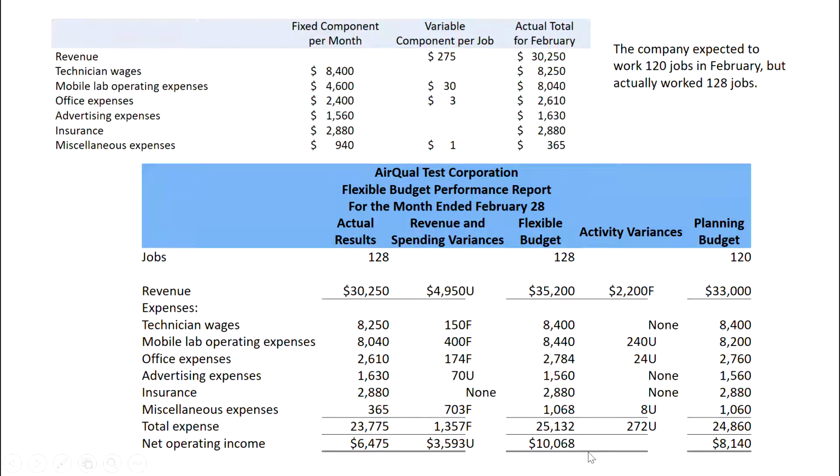Let's look at net operating income for the flexible budget, 10,068, compared to the planning or static budget of 8,140. This net operating income should be a good thing, and we anticipate that it's going to be greater than the planning or static budget, so we get a $1,928 favorable variance. So let's run through all our different calculations for the flexible budget performance report.